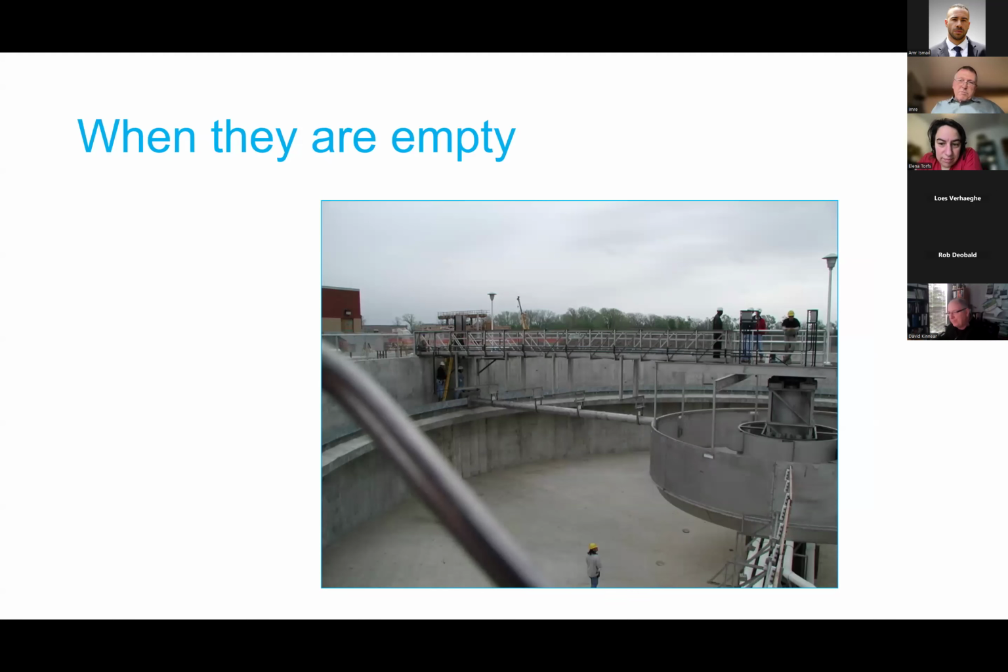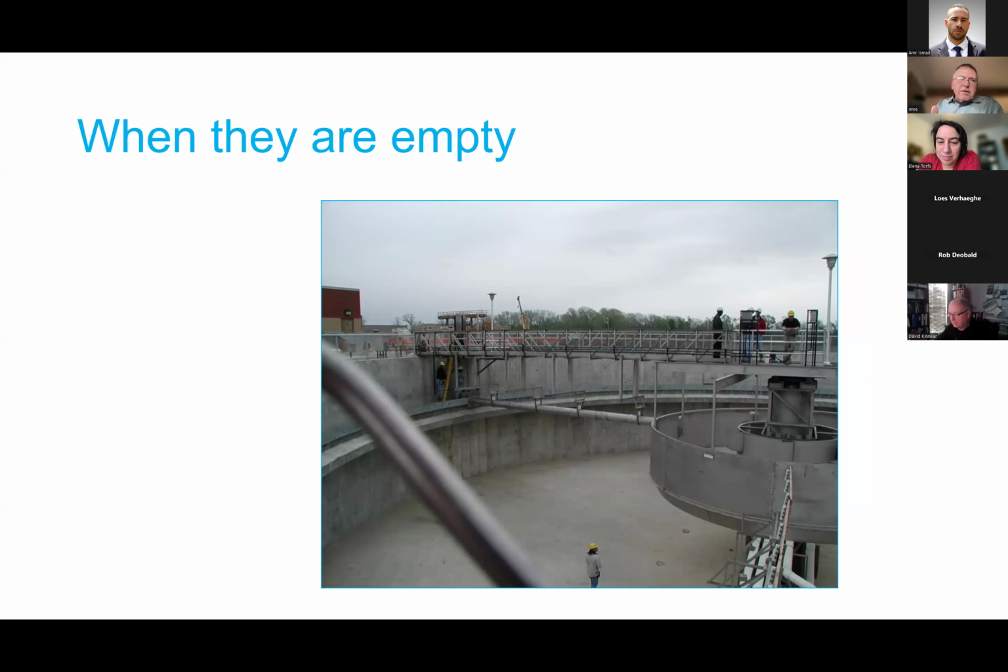And you see the person that's standing in there. You also see the structure. There is a traveling bridge that goes around. There is a center feed well, and so on. So this is kind of important to know what we're modeling.